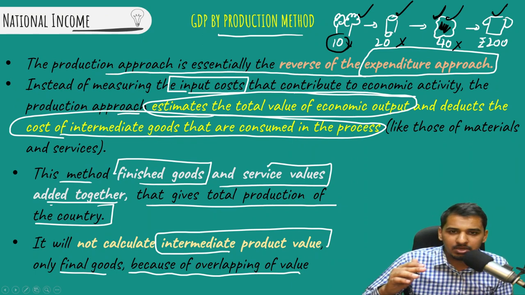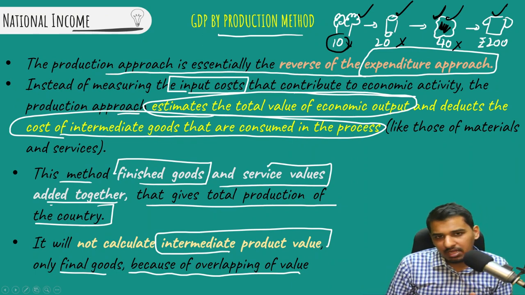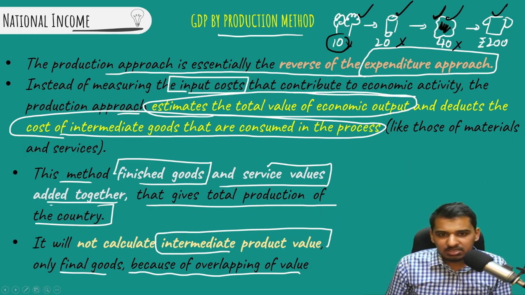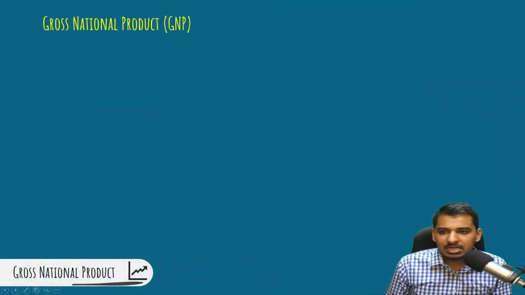So you just calculate the value of final goods and services which are produced. Please remember this, and exclude intermediate ones. This is the production method of GDP. Now let us look at gross national product, what it is all about.